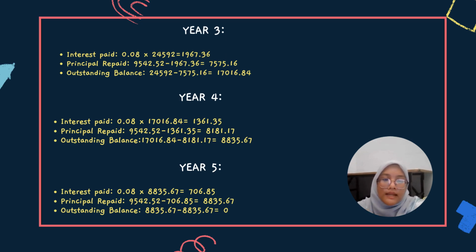As the outstanding balance drops each year, the interest portion decreases, allowing more of our 9,542 ringgit 52 cents payment to clear the principal. By skipping ahead to the very end of year 5, you can see that our final payment completely clears the remaining debt, bringing our outstanding balance to exactly 0 ringgit. This proves the loan is fully settled.